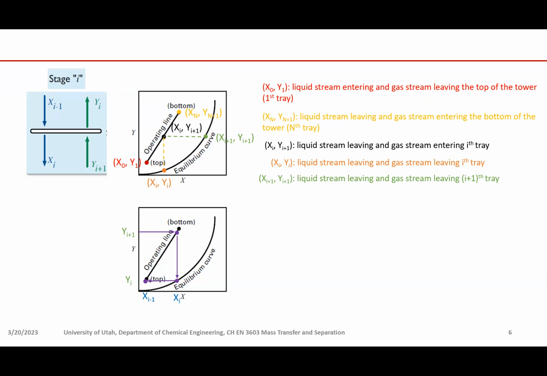But this is just to prep you to familiarize yourself with the meaning of the equilibrium curve and the meaning of the operating line, and what it means when we draw a vertical line here, and what it means if we draw a horizontal line here. Because that's the basis for the graphical method we're going to apply later to find out how many stages we need to achieve the desired design goals.